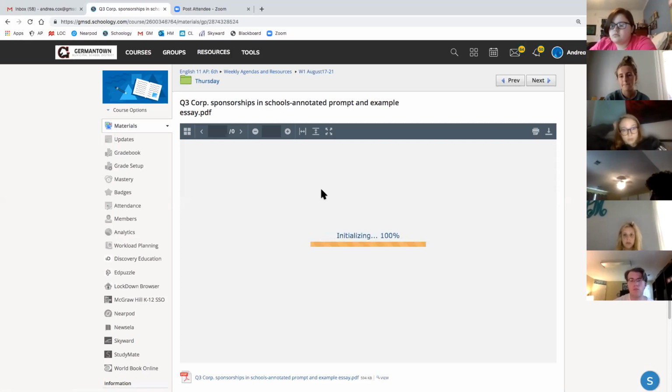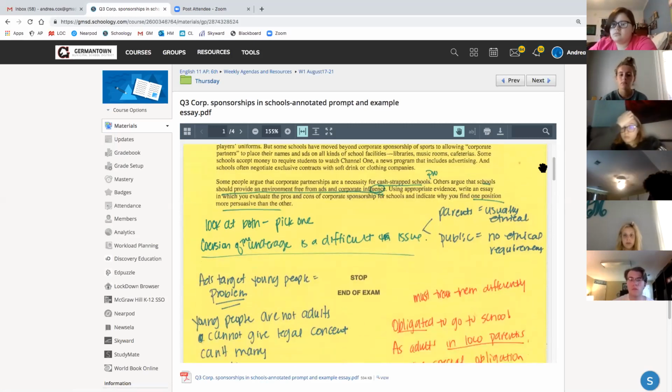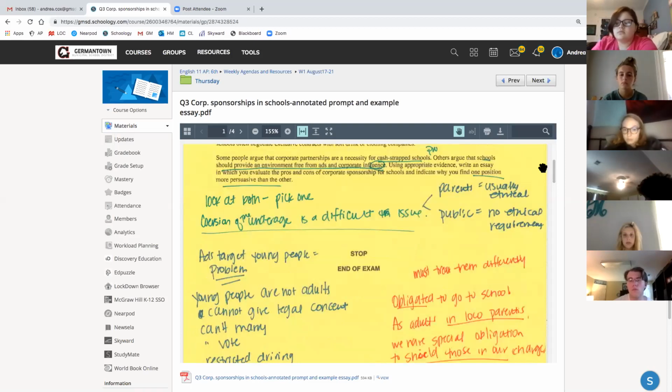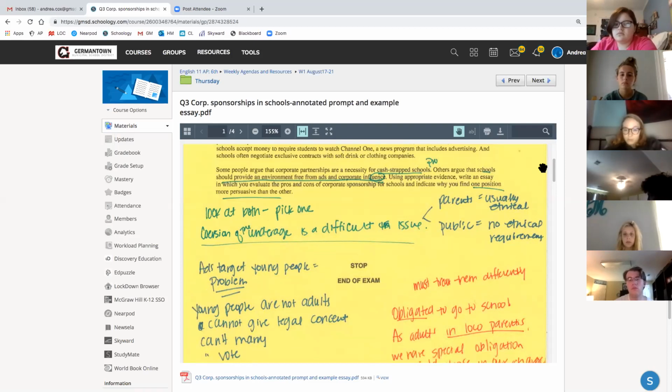And annotation is so key to this class. If you do not like annotating or you just don't do it enough, you're hurting yourself in the long run. Annotations make it so much smoother when you go back to read something a second time. You remember what you need to use when you're about to write. So this is my prompt. And we know what it was about, and we know what the question was. We're talking about cash-strapped schools. Schools need cash, but they also need an ad-free environment.